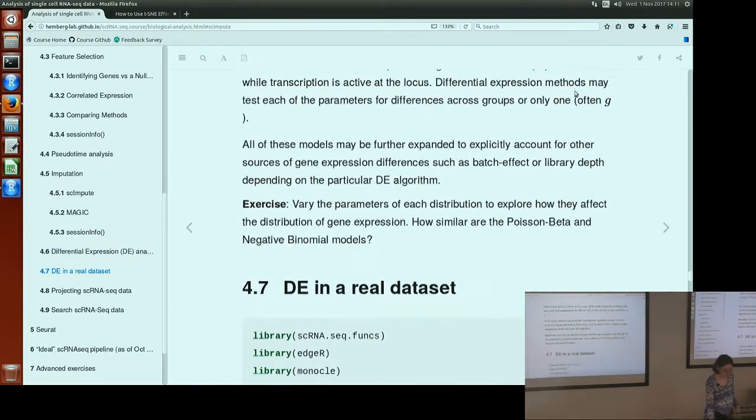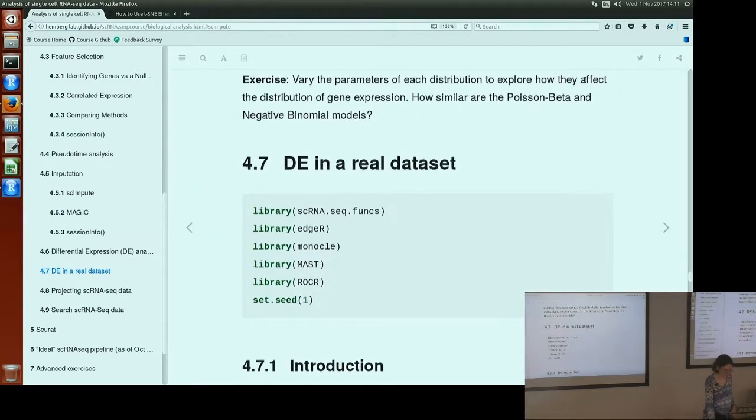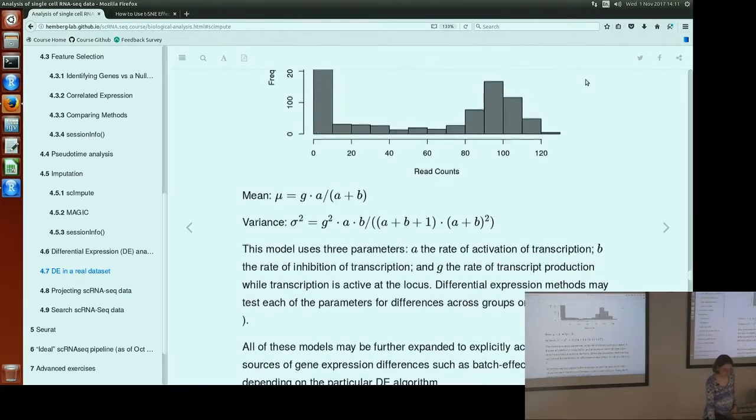Yeah, so then you can explore those different parameters for the different models. However, you should see that the equations for the mean and the variance are getting quite complicated for the Poisson beta distribution. And overall, it's much more difficult to fit the Poisson beta distribution to data than it is for a zero-inflated negative binomial model. As a result, there's only a couple methods that use it for differential expression, and they're very slow and time-consuming. Most methods will use the zero-inflated negative binomial instead.